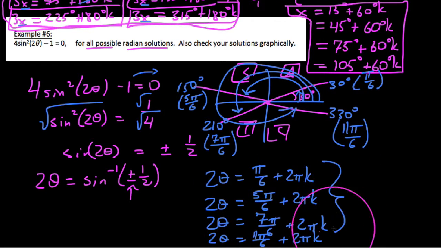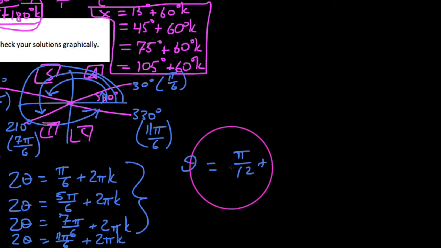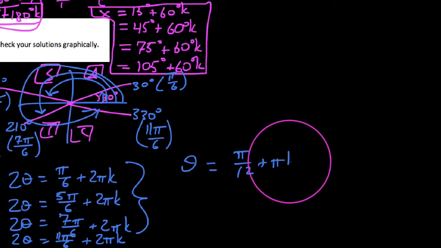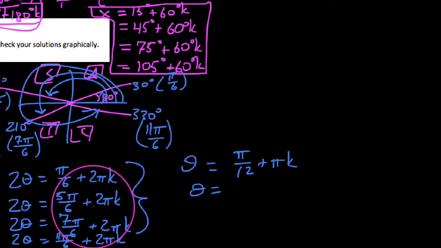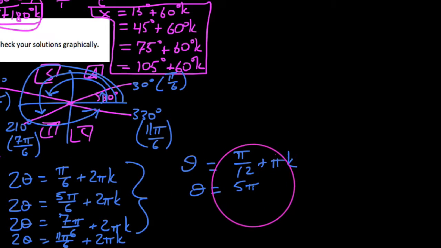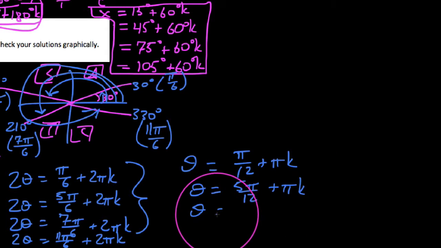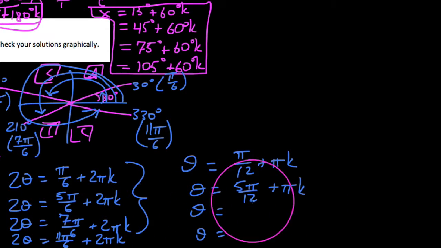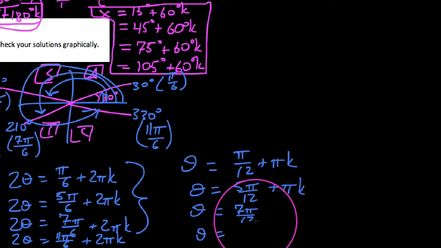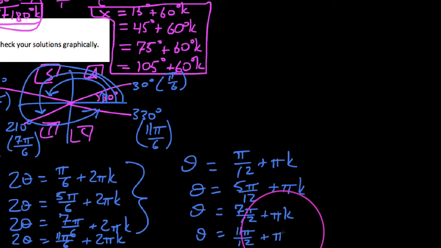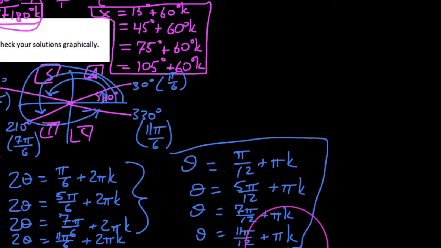So if we split all of these in half now, what we end up with is this. Theta must be half of pi sixth, which is pi twelfths, plus half of 2 pi, which is pi, so we say plus pi k. Again, half of 5 pi sixths is 5 pi twelfths, and half of 2 pi k is pi k. We can see we're just going to get pi k left over on all of these. Half of 7 pi sixths is 7 pi twelfths plus pi k. And this last one, half of 11 pi sixths is 11 pi twelfths plus pi k. So these are all possible solutions to this equation.